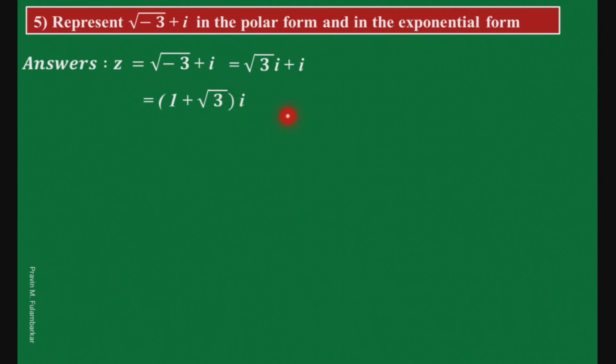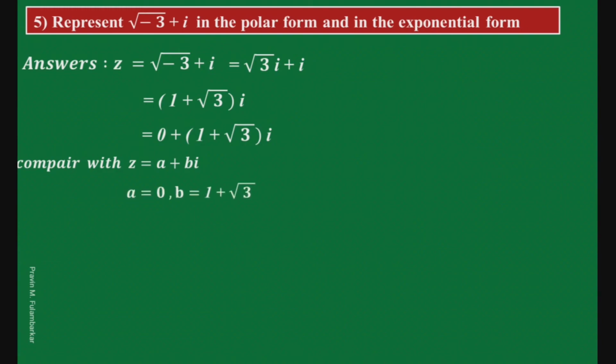We write √3 at the second position, and this i whose coefficient is 1 at the first position. So we take i common. Now here the real part is absent, so we introduce 0 as a real part. So we write this as 0 + (1 + √3)i. So this is of the form z = a + ib. So we compare with z = a + ib, and we get a = 0 and b equals the value of this bracket, that is 1 + √3.